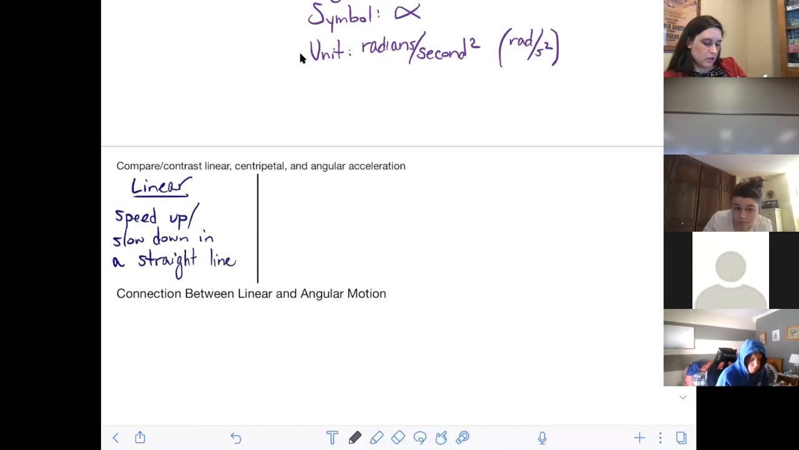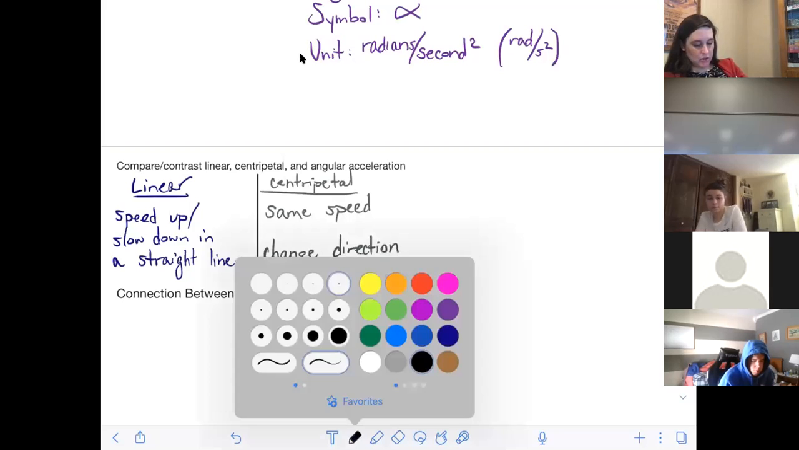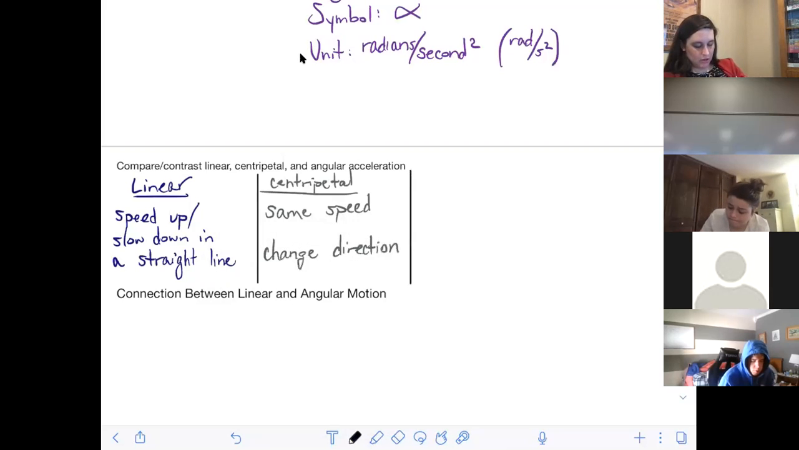Centripetal acceleration, which was brand new to us in Unit 7, occurs when we keep the same speed. And what centripetal acceleration does is it allows us to change direction. Okay, so we are not speeding up or slowing down when we think about centripetal acceleration. We're just thinking about that changing direction thing.